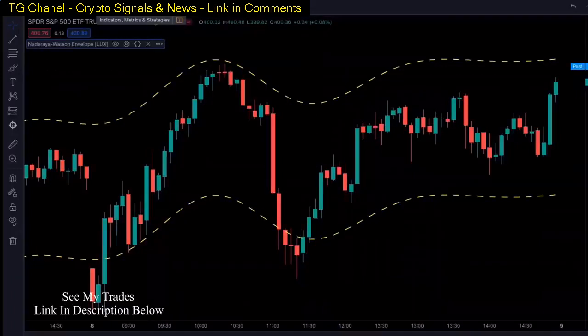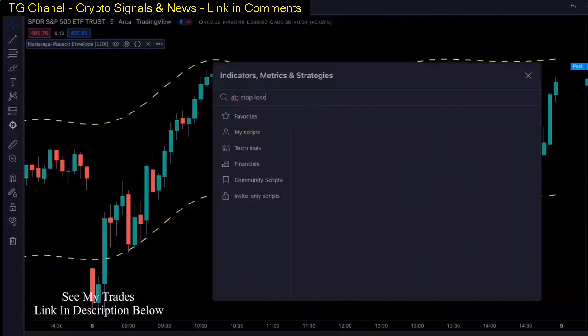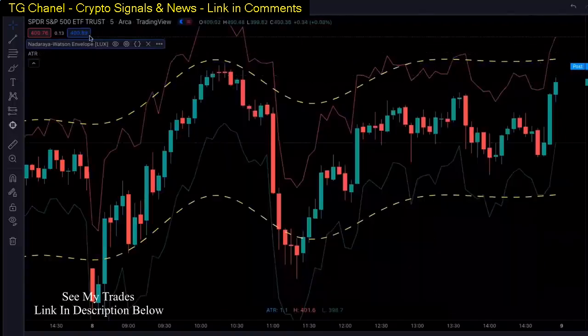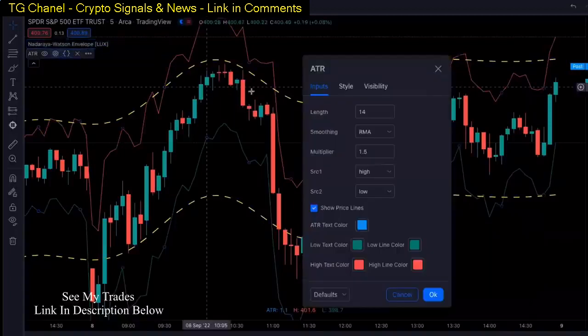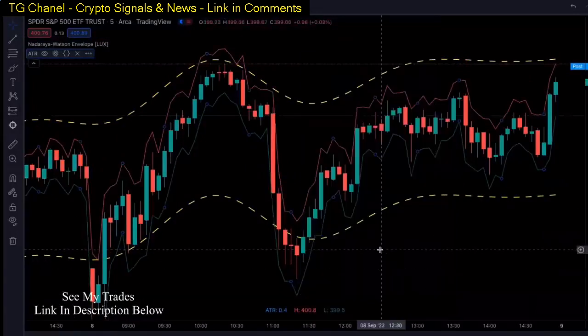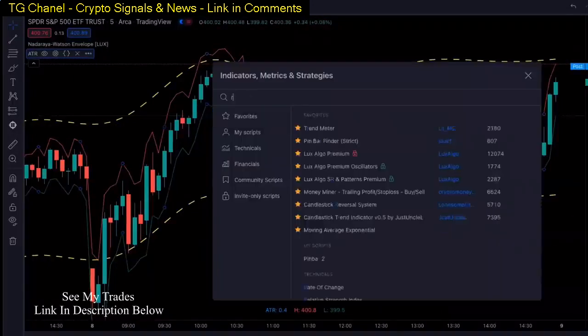Then the other 2 indicators we're going to add. The next one is going to be the ATR stop loss finder by VeryFid. Add that. We're going to make some changes to that one as well. Go into settings, and here we're going to do the multiplier. Instead of 1.5, we're going to change this to 0.5. Click OK.